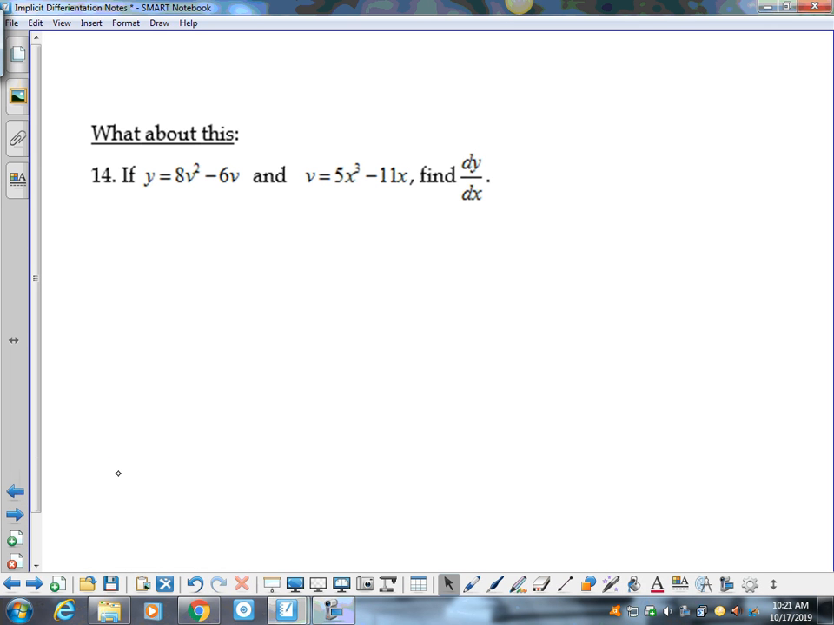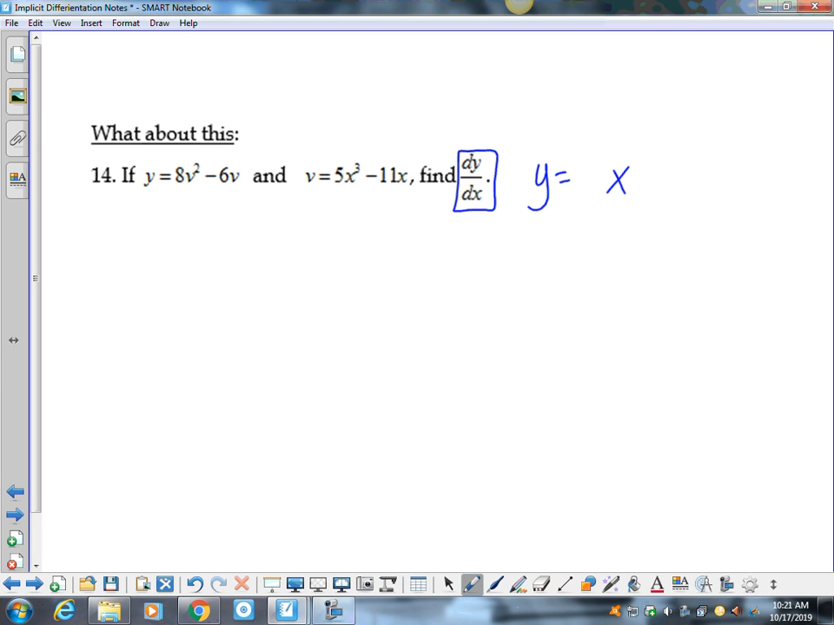Okay, so here are the notes for the last two examples for implicit differentiation. So we're going to look at these two functions. I have a y equals that's in terms of v, and I have a v equals that's in terms of x. I want dy dx. The problem is I don't have a y equals that's in terms of x. So I have to do a little manipulation here.